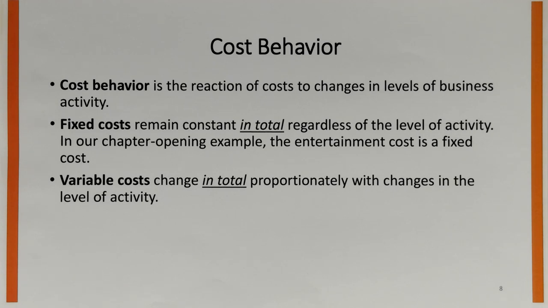What we'll see a little bit later, once we have some numbers to lend to an example, we'll discover that fixed cost per unit change as activity changes. As activity increases, fixed cost on a per unit basis decrease. Variable costs change in total proportionately with changes in the level of activity. However, per unit variable costs remain constant.